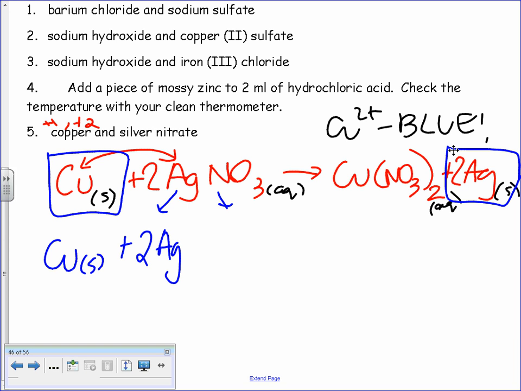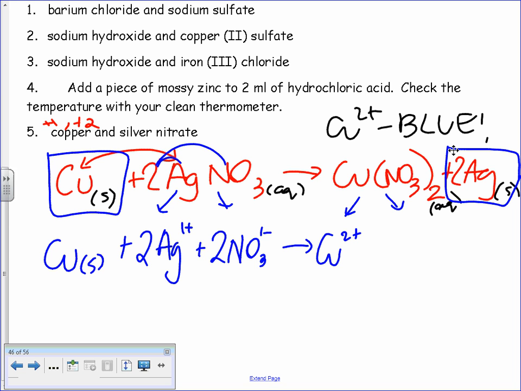Ag 1 plus, you say so hesitantly, but you are correct. How many of them? Right, this 2 applies to both silver and nitrate. So 2 nitrates, NO3, 1 minuses. Okay, cool. And this does break down. All nitrates are soluble. 2 plus, yep, because that 2 is copper's charge. NO3, 1 minuses, and 2 Ag plus, 2 Ag solids.